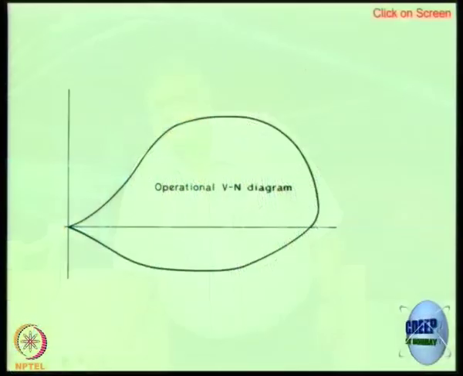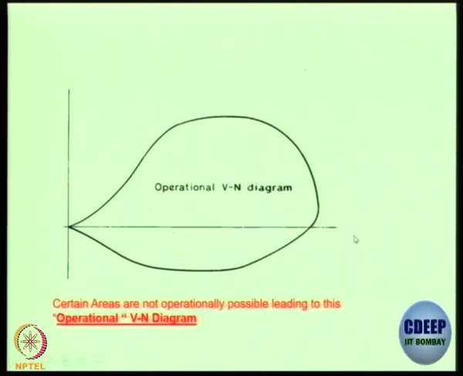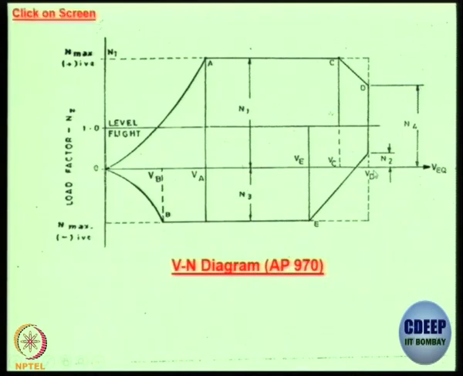So, this becomes the operational VN diagram. The areas on the top right and the bottom right, which are actually cut by the AP-970, are cut because of experience. Because of the power plant limitations, you really cannot go there. So these areas are not operationally possible, though structurally possible, because of the power plant limitations. So we come back to the VN diagram as per AP-970, because in some cases there may be an assignment to do the calculation for this. It's just a method; it says that there are these various numbers given. So there will be some formulae for N1, N2, N3, N4, etc. in terms of the values.